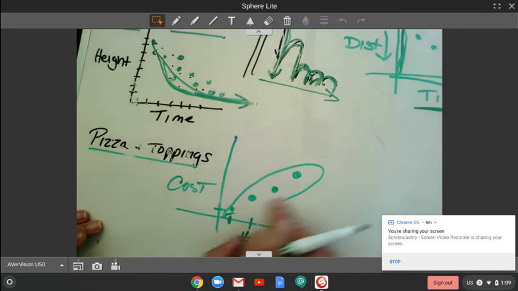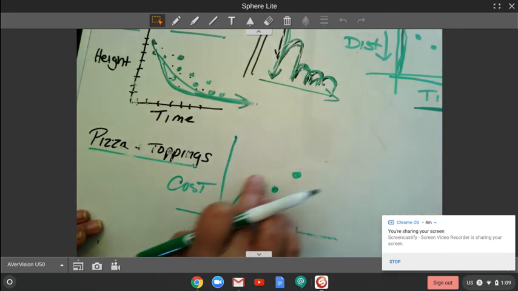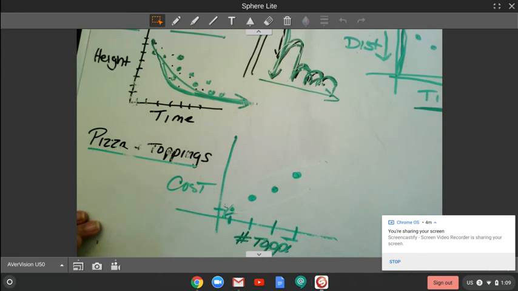As you can see, the dots are going up in a pattern from left to right. That's a positive correlation.